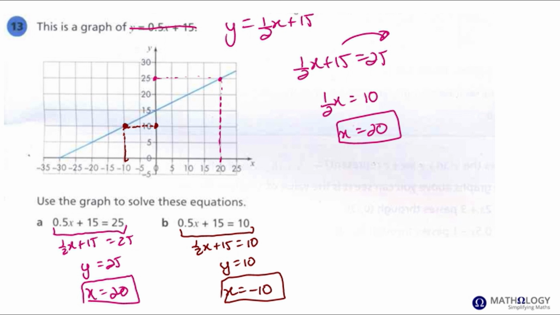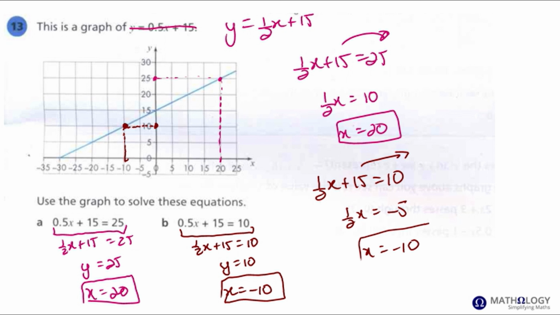And again, we're going to solve this algebraically. So a half x plus 15 equals 10. We take the 15 across. A half x equals 10 minus 15 is minus 5. Multiply both sides by 2, and x equals minus 10. So we get the same answer algebraically and graphically.